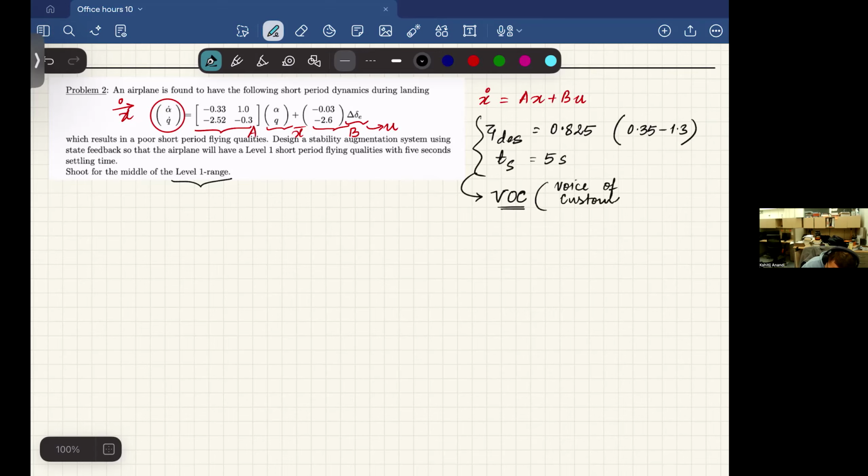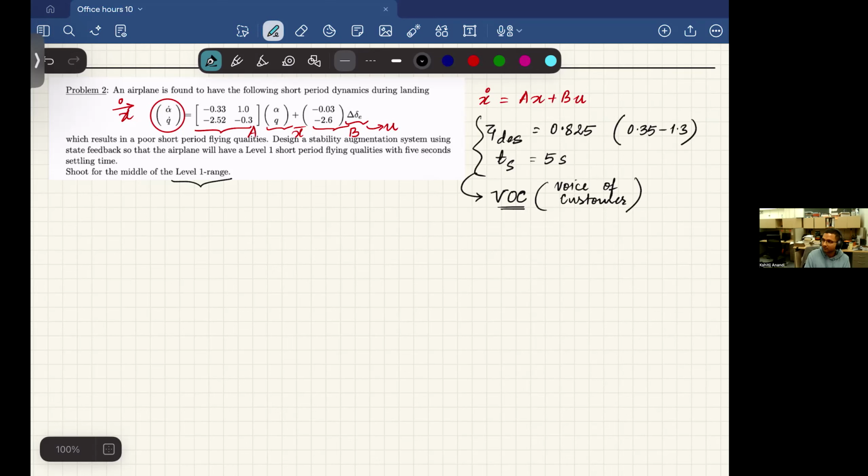Those who will be taking 159 next quarter, I'll be TAing 159 as well. So in airplane design, you will be looking at things like voice of customer, where you list down what the requirements are that you want from your aircraft. And now as an aerospace engineer, it's your responsibility to come up with and design that.